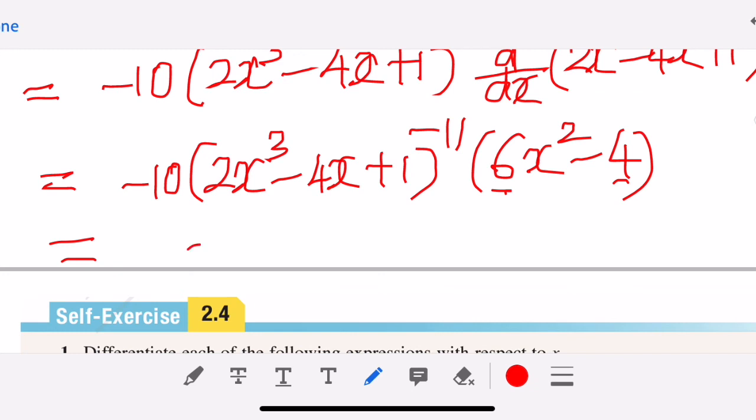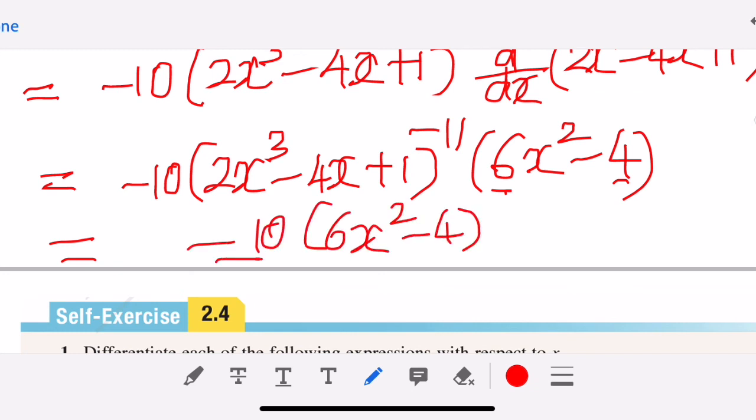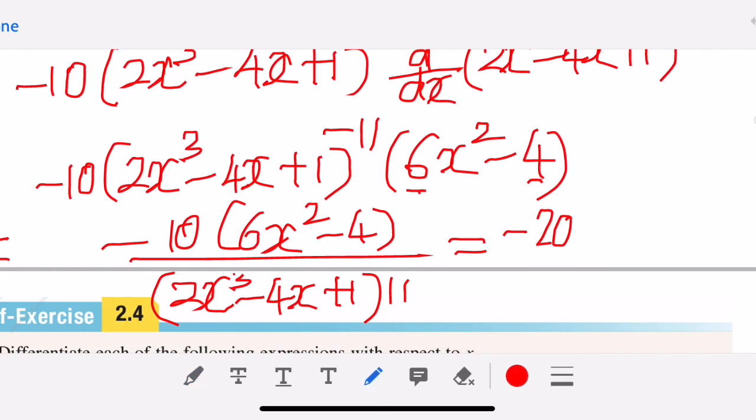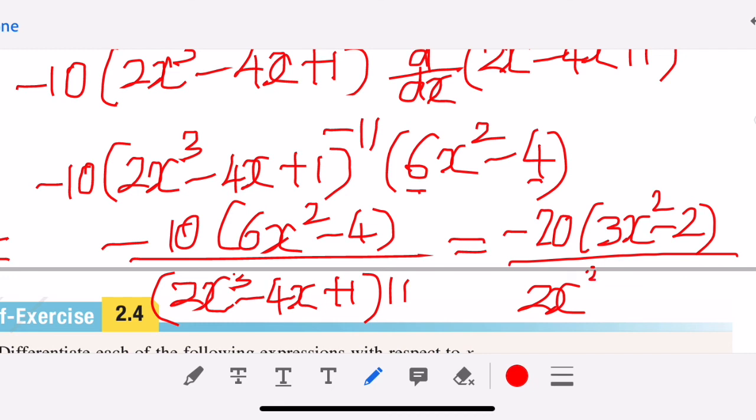So finally we write the answer as negative 10 times (6x^2 - 4) over this one, because the power is negative, so we bring it down to make it positive. You can simplify by factorizing the 2, so it becomes 20 in front. Normally we want the simplest answer, so the answer must be in its simplest form like this. Okay, understand?